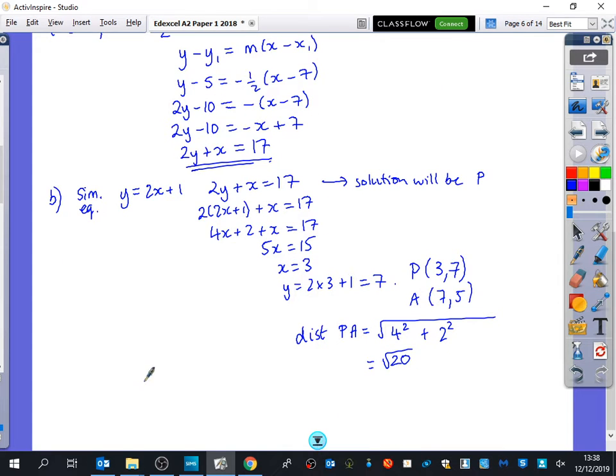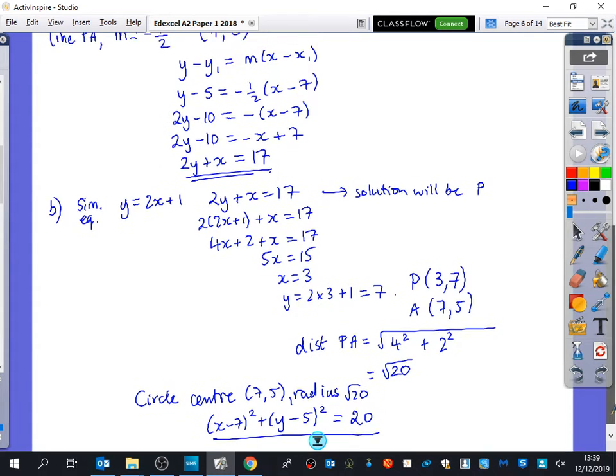Putting that all together, the equation for the circle, which has centre 7, 5 and radius root 20, will be x minus 7 squared plus y minus 5 squared equals the radius squared.